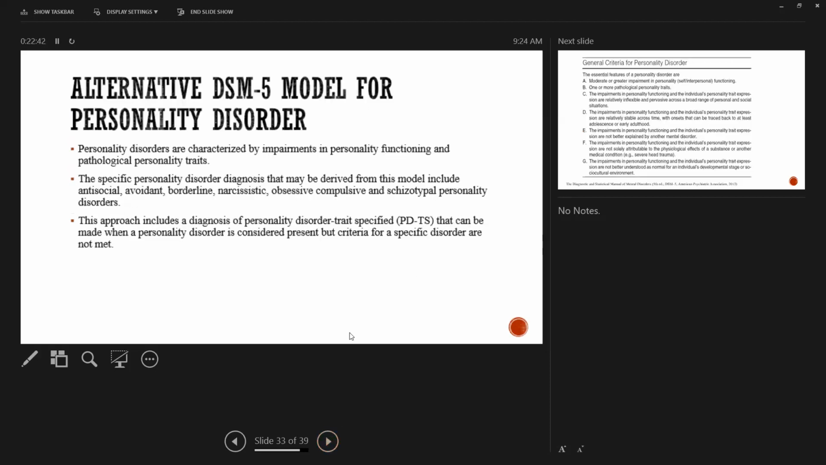Now, we will also make a mention about the alternative DSM-5 model for personality disorder. Now, in this model, personality disorders are characterized by impairments in personality functioning and pathological personality traits. The specific personality disorder diagnoses derived from this model include antisocial, avoidant, borderline, narcissistic, obsessive compulsive, and schizotypal personality disorder. And this also includes a diagnosis of personality disorder trait specified, which can be made when a personality disorder is considered to be present, but criteria are not met.